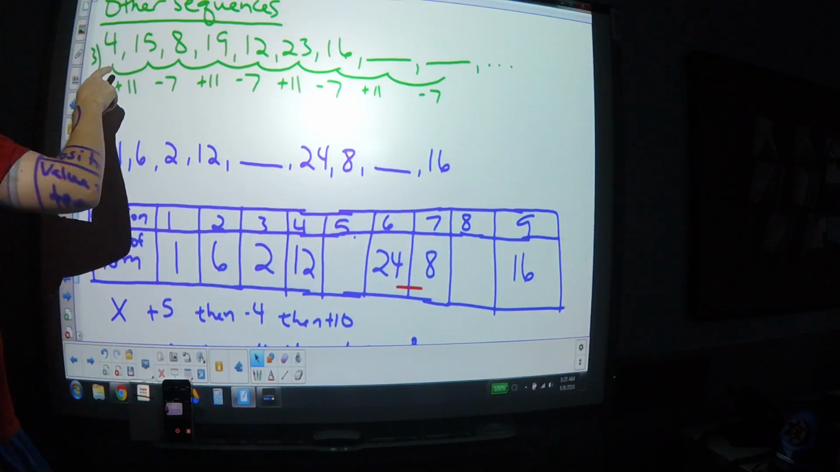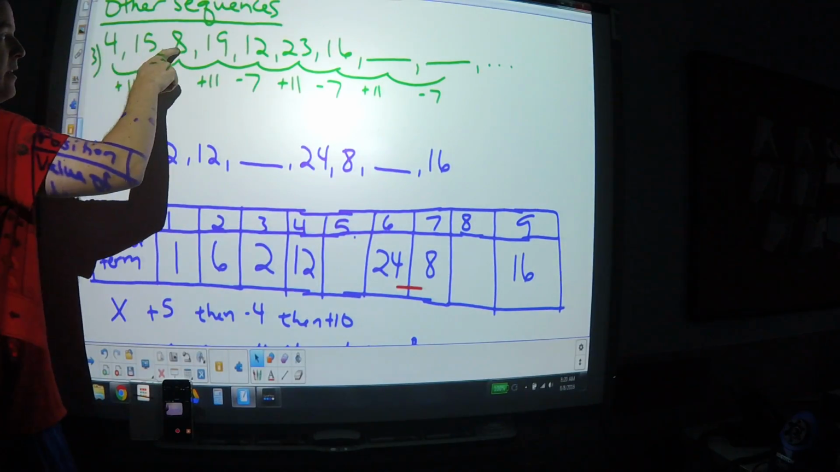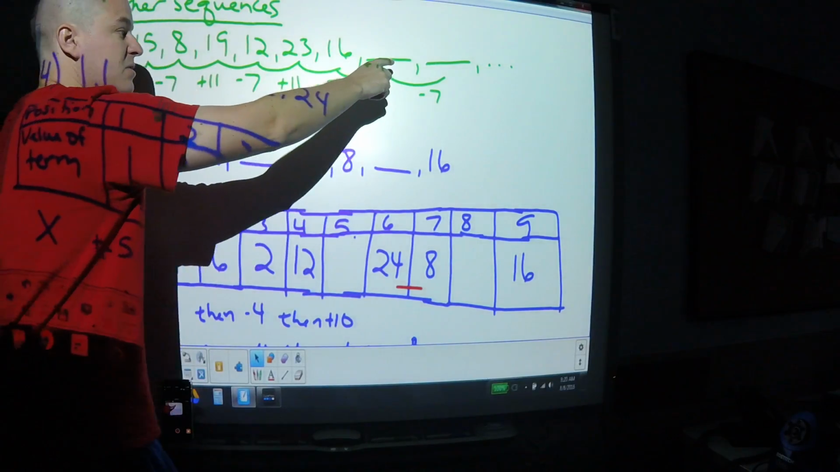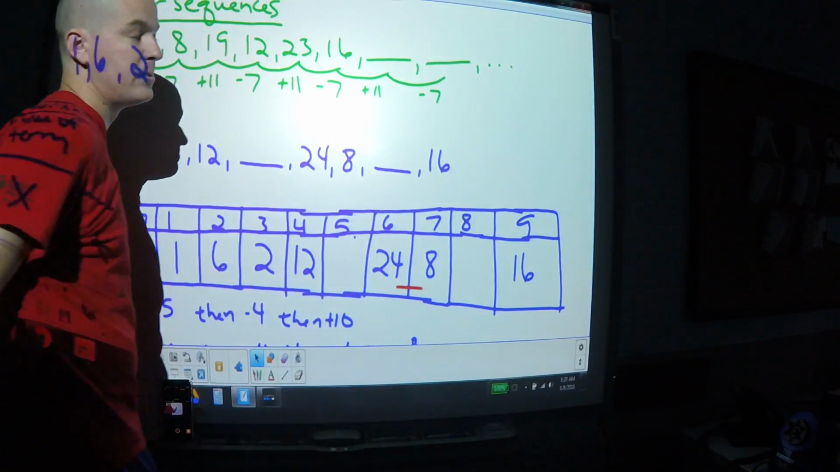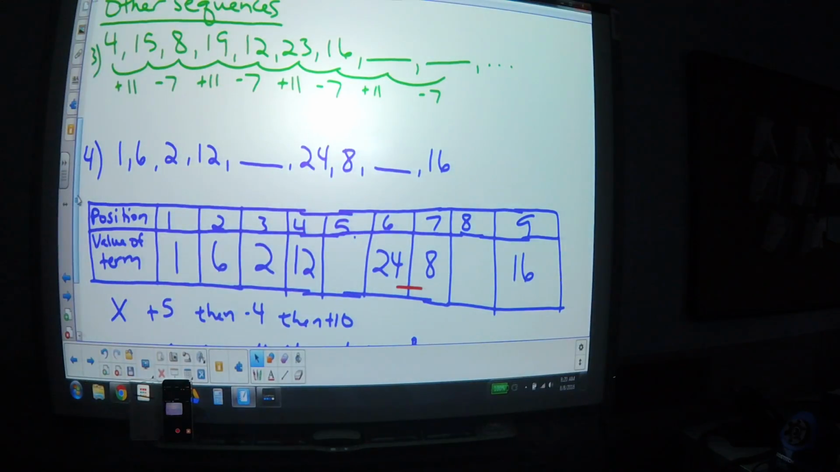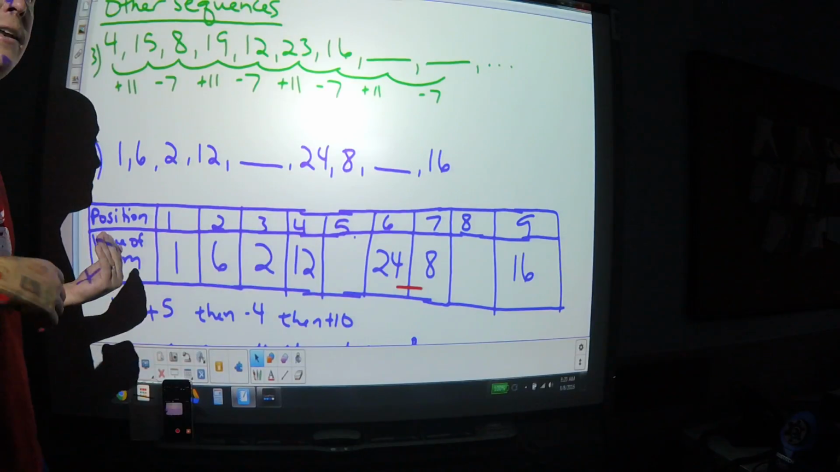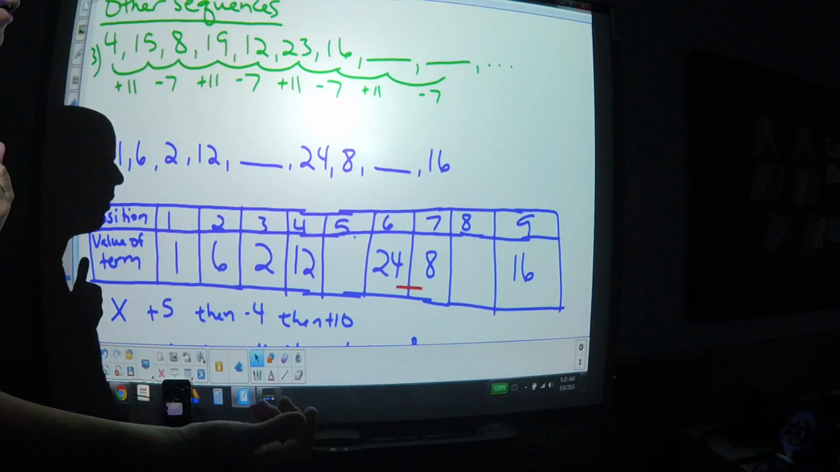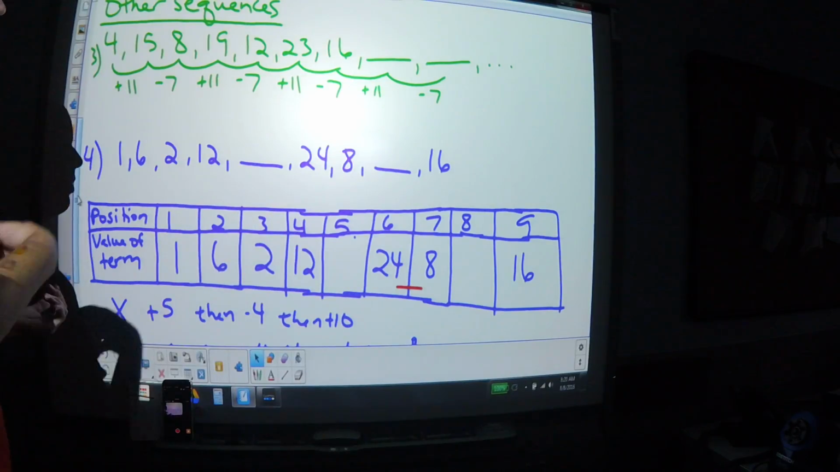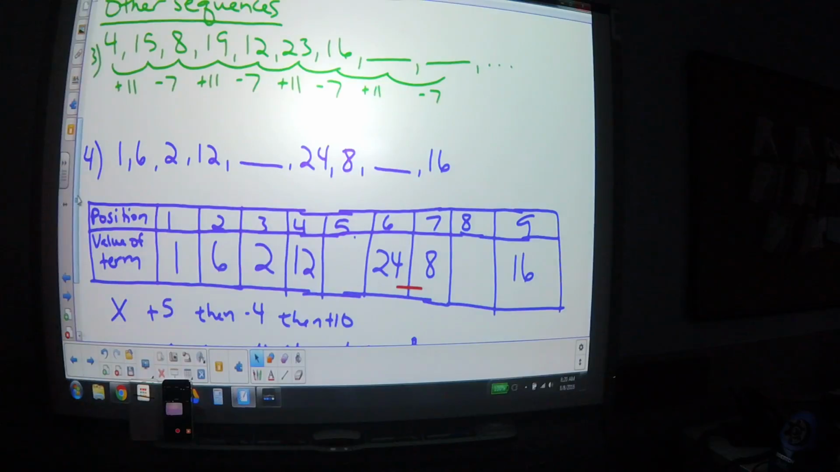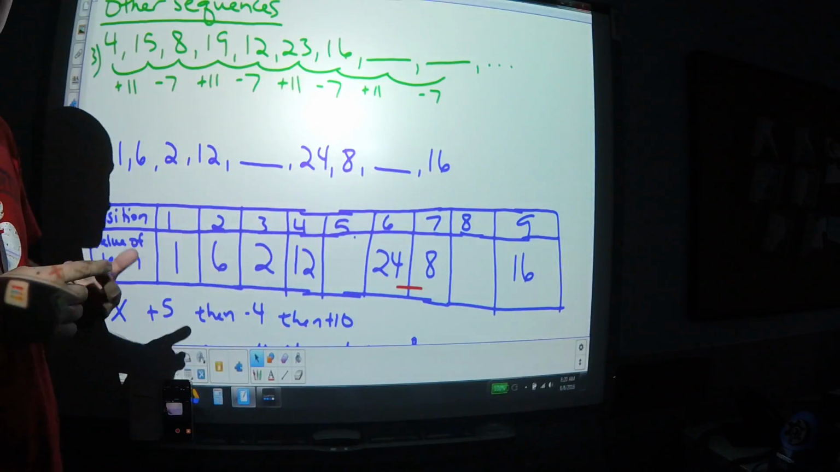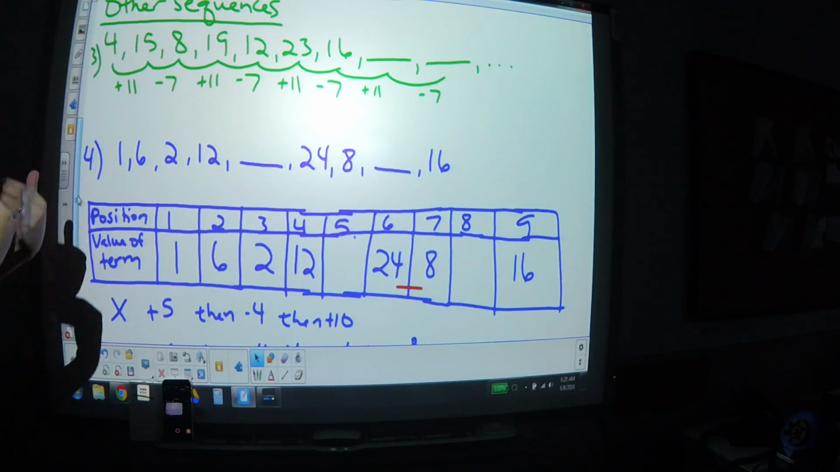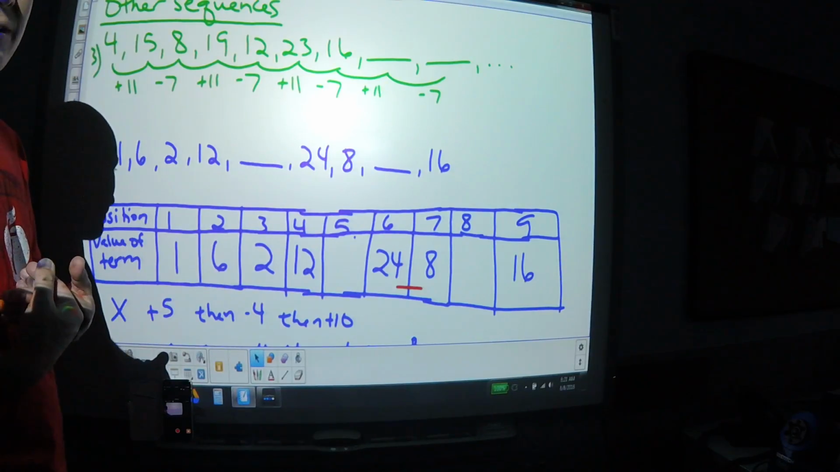Looking at these other sequences, notice that this one goes up, then down, up, then down, up, then down, which means that this one's probably going to go up, then go down. Okay? So that means that you're going to be adding and then subtracting, or adding then dividing, or multiplying then subtracting, or multiplying then dividing. So when it goes up, that means that you're either adding or multiplying because you're increasing. And when it goes down, that means that you're either subtracting or dividing.